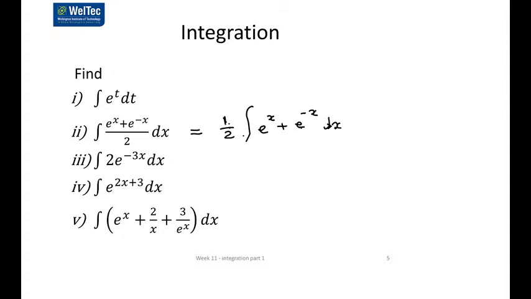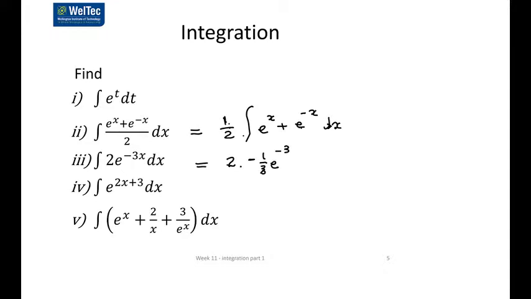So then you've got e to the x plus e to the negative x. And then it becomes straightforward to integrate. The integral of e to the x is e to the x, and the integral of e to the negative x is negative e to the negative x.